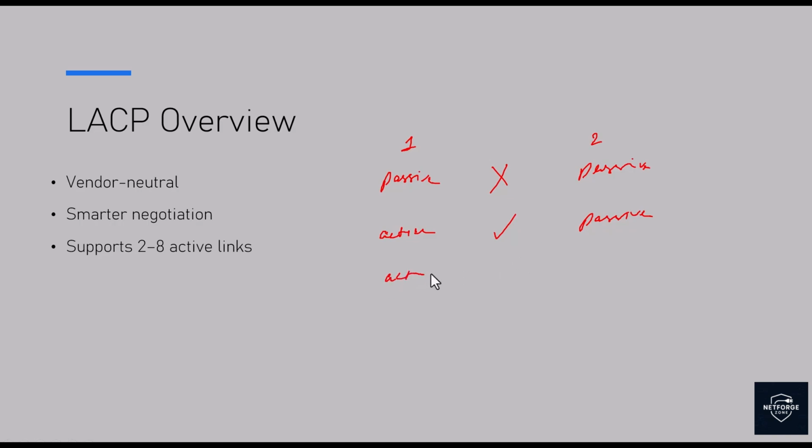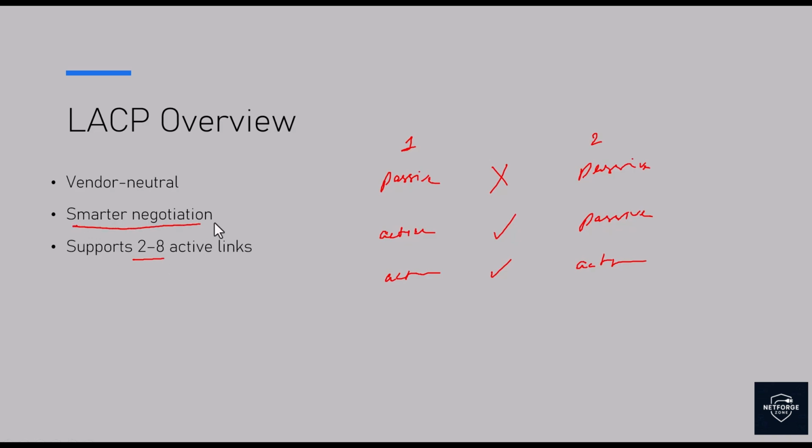And if both of them are active, again, because both of them want to create a port channel, this is going to work. What is important is the number of links that you can use to create a port channel. Based on the device, of course, this is going to be different. Normally, you can go from 2 to 8. I have seen 16 on some bigger platforms, but in the CCNA book, of course, it says 2 to 8, so you need to know this.